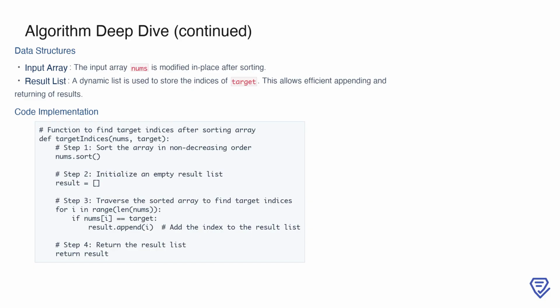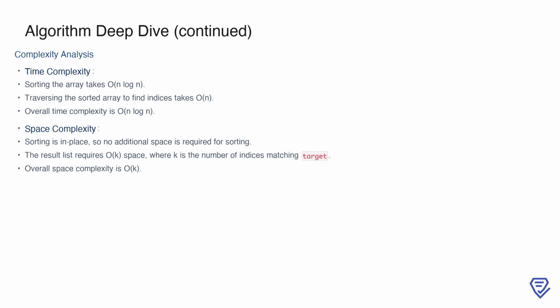Analyzing the complexity of this solution, the time complexity is dominated by the sorting step, which takes O(n log n). Traversing the sorted array to find and collect the indices of the target takes an additional O(n). Therefore, the overall time complexity is O(n log n).